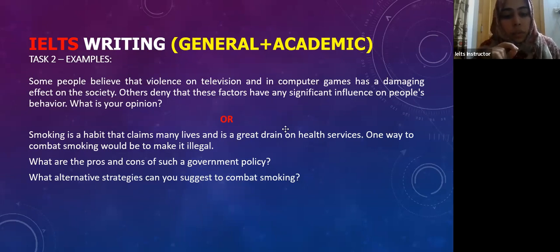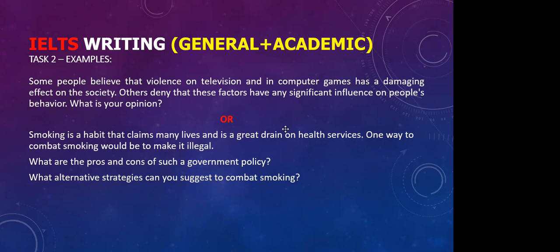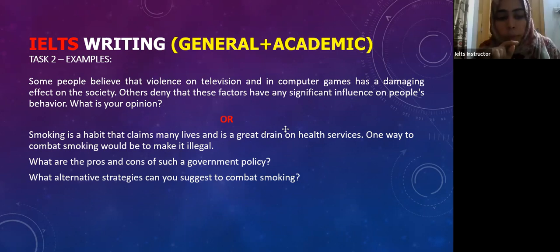The second question is: smoking is a habit that claims many lives and is a great drain on the health services. One way to combat smoking would be to make it illegal. Okay, they have given one solution for the problem. What are the pros and cons of such a government policy?